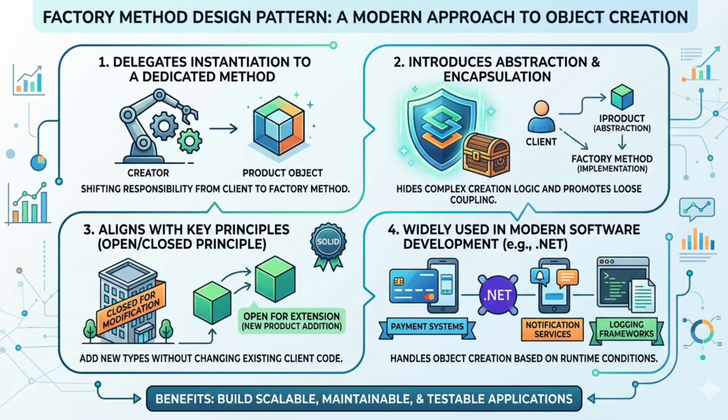The factory method design pattern is a powerful and flexible approach to object creation that delegates the responsibility of instantiation to a dedicated method. By introducing abstraction and encapsulation, it reduces tight coupling between classes and promotes better software design. The pattern aligns with key principles such as the open/closed principle, making it easier to extend applications without modifying existing code. In .NET development, the factory method is widely used in scenarios where object creation depends on runtime conditions, such as payment systems, notification services, and logging frameworks.